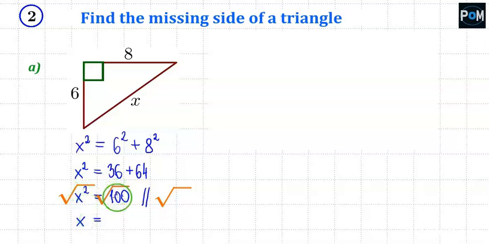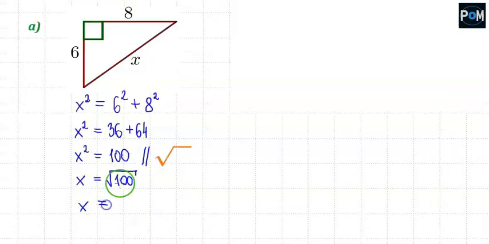On this side, we can write the number 100 under the square root. Here we have to think about whether this root can be calculated, or perhaps it can be left as it is. This root can actually be calculated. The square root of 100 is 10. And here ends our example A, x equals 10.